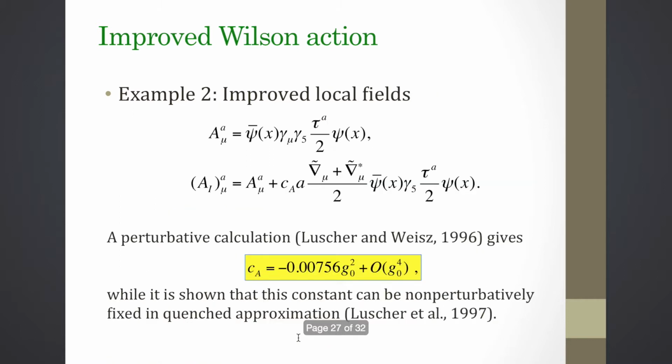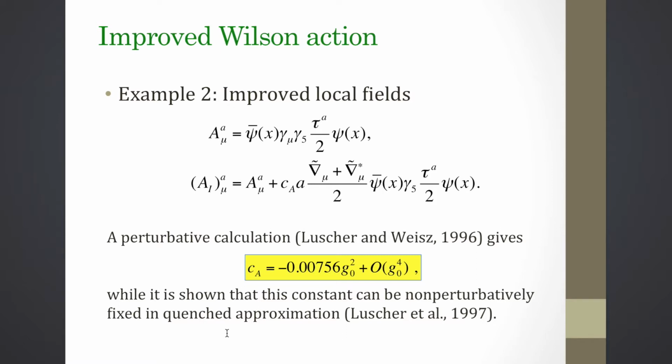The second example is the improved local fields. Here I take the axial vector current as the example. Its counterterm is the lattice derivative of the axial charge. And we also have a low energy constant c_A that can be calculated in perturbation theory, but has also been shown to be non-perturbatively fixed in a quenched approximation. By quenched approximation, I mean we throw away the contributions of the fermion loops in all the Feynman diagrams.